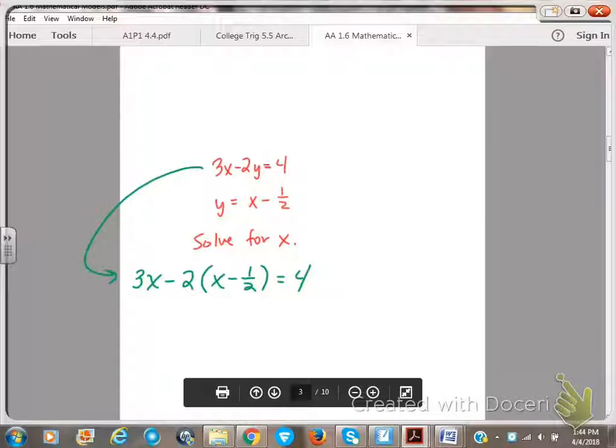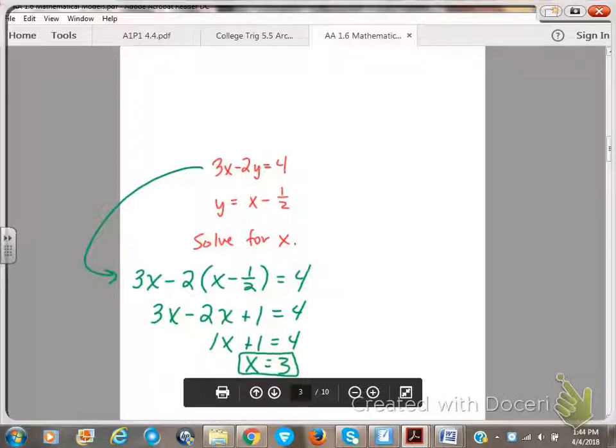Okay, give an answer. 5? Okay, let's see if I remember. 3x minus 2x plus 1 equals 4. I think you minus 1 over, so I think I'm going to go with 3. Oh yeah, I had a minus 1. But a negative times a negative makes it a positive. Yes. Okay. Easton, you feel okay?